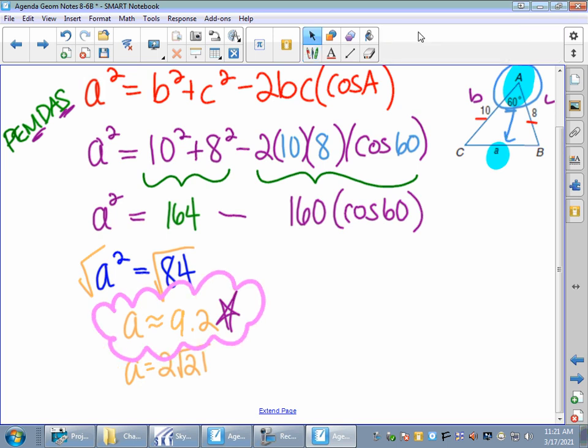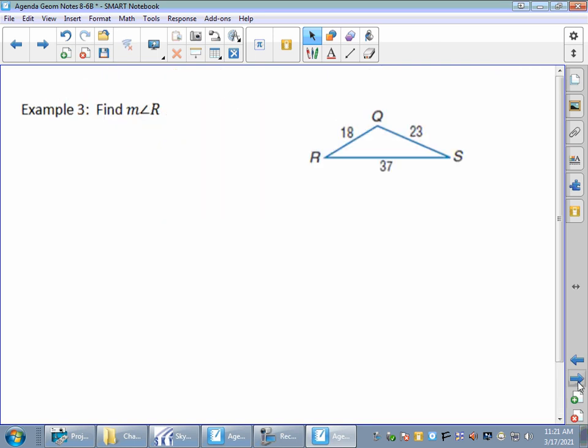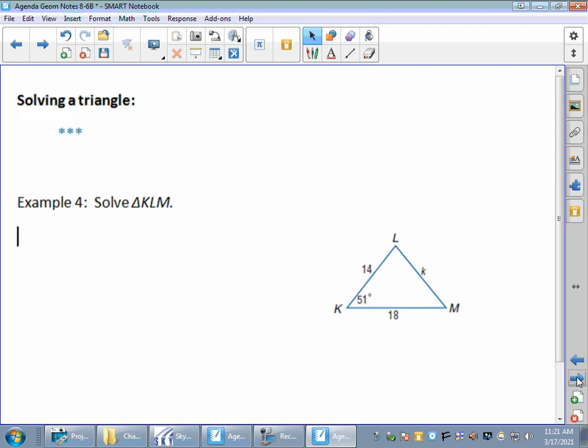Once you get the hang of plugging these in, they're not quite so bad. Let's skip all the way down to solving a triangle. So I think it's example 4. We could talk about these ones where we're looking for an angle. Look at example number 3. It says to find the measure of angle R. Let's worry about those when we're in class. We'll work through those ourselves. Let's talk about solving a triangle.